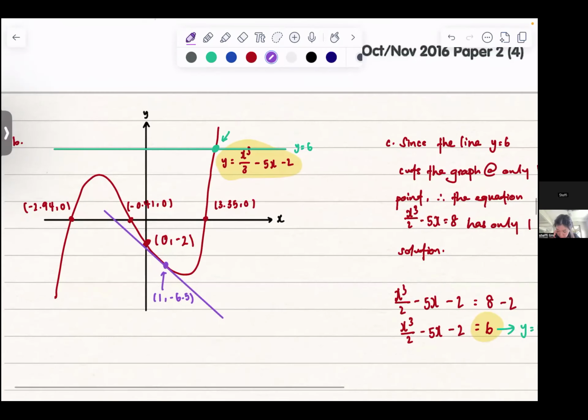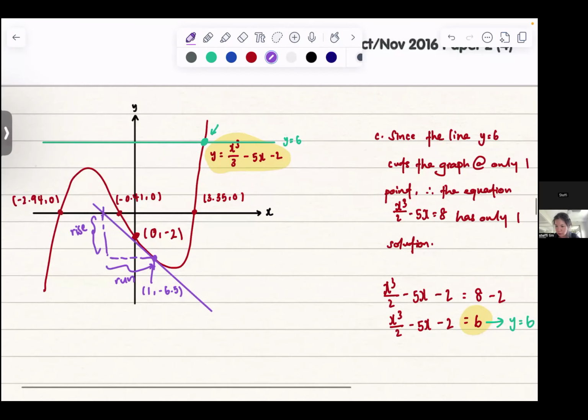So in order to do that, I need to find maybe the coordinate here and the coordinate here, which you already know. Or all I just have to do is find another coordinate, and then I do this rise over run, right? And your gradient should be about minus 3.6.